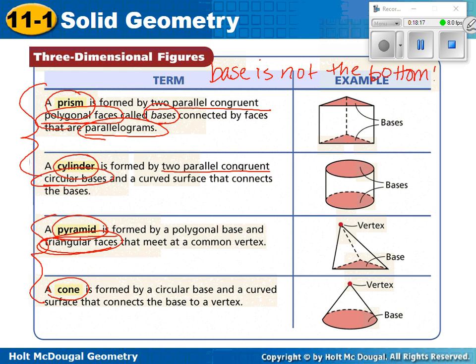This one has a bunch of rectangles, so it's going to make a prism. When we fold it up, the two shapes that are parallel and congruent are the bases. So when we fold it up, we get a prism. And this shape is the type of prism. What kind of shape do we have here? Pentagon. So this is a pentagonal prism.